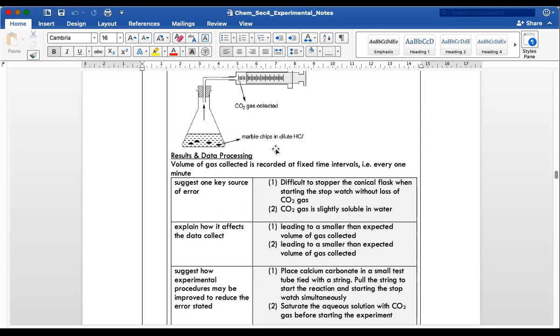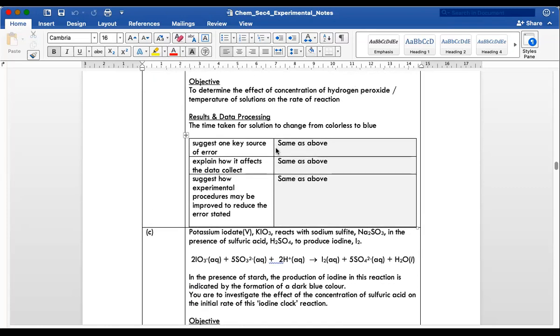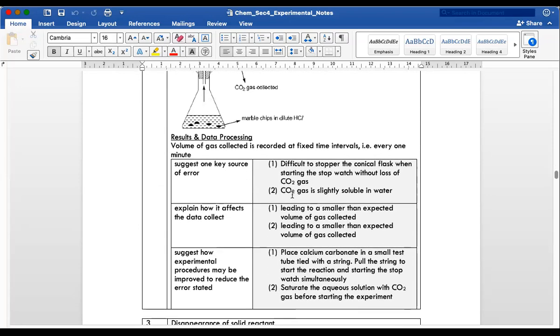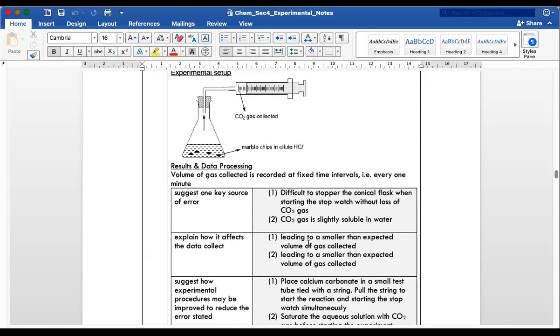So they need to be very specific, because previously, for this one, it's okay to say inaccurate measurement, because you either start your stopwatch early or start your stopwatch late. But for this, it's quite clear that the stopwatch was only started when you managed to put the stopper in. But while you're trying to use a stopwatch and stopper the flask, some gas is lost. So the volume collected will definitely be less than the expected one.